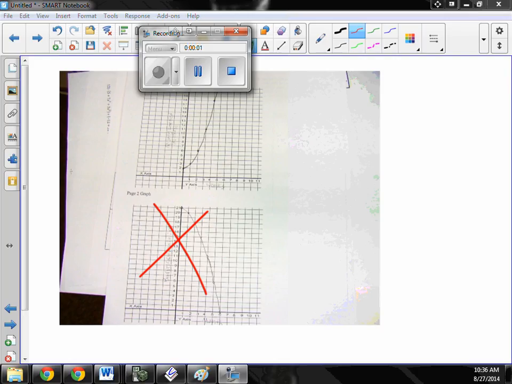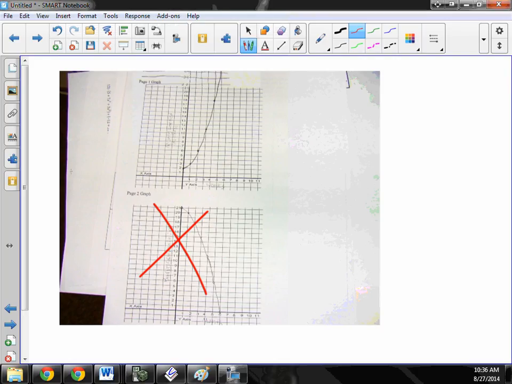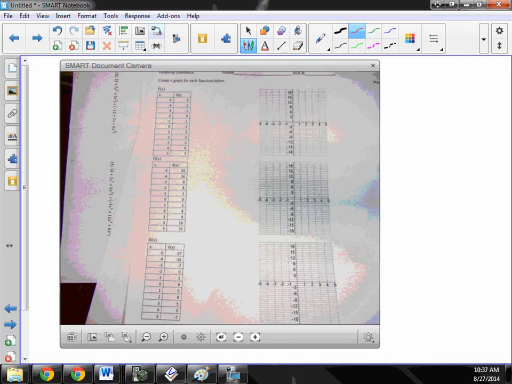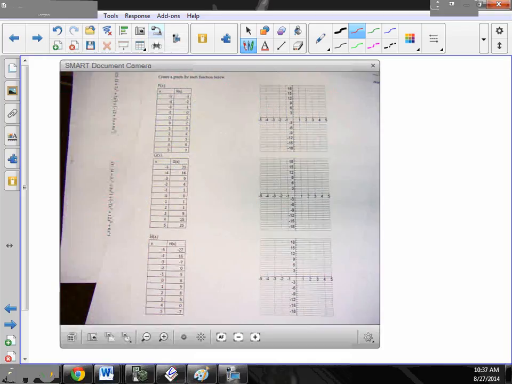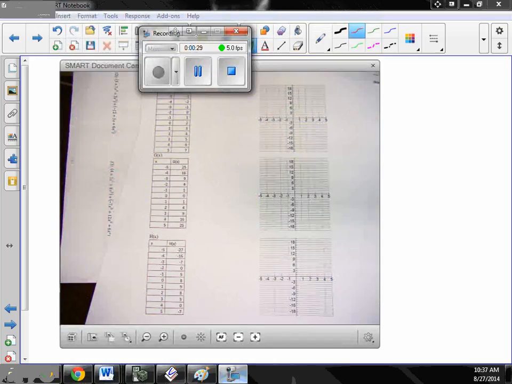Take a look at your graphing quadratic worksheet, which is one that I apparently don't have. You have 3 tables and 3 graphs. Use each of those tables to graph all 3 functions. Some of them are quadratic and some of them aren't. So I'll pause the video for a second while you work on that.